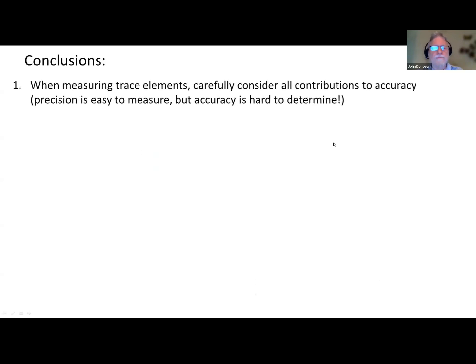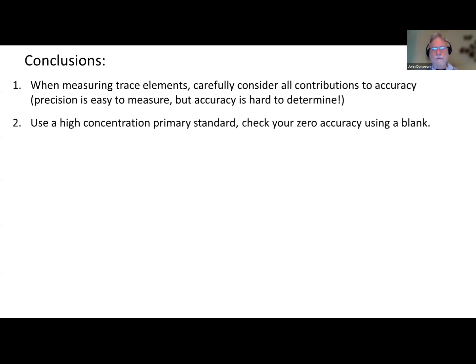So I'm going to conclude that when we're measuring trace elements, we have to consider all these contributions to the trace element accuracy. Precision is easy to measure. We just do replicates. Accuracy is hard to determine. So first, use a high concentration primary standard. Check your 0 accuracy using a 0 blank. The two things we can be sure about in the world today are 100% and 0%.